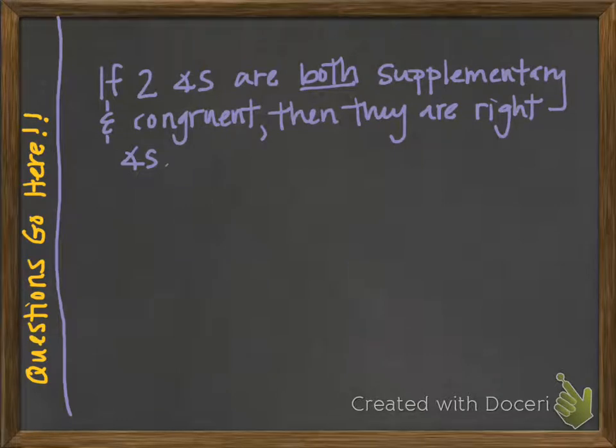Here is your right angle theorem. If two angles are both supplementary and congruent, then they are right angles. This is probably something we've already talked about in class that you already knew. So if two angles add up to 180, they're supplementary, and they have to equal each other, they're congruent, then they both have to equal 90 degrees, which means they're both right angles.